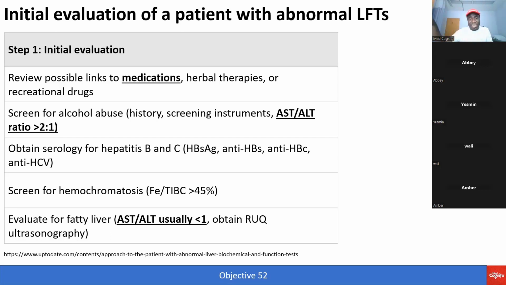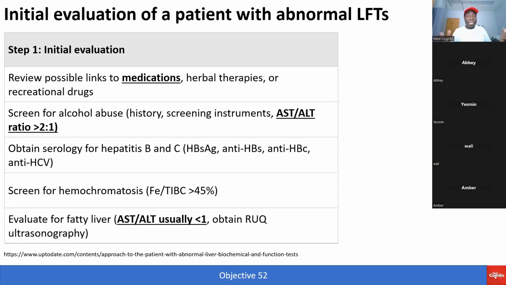Dr. Tasnim just answered that. So we said, how do we use AST and ALT to differentiate between alcoholic liver disease and fatty liver disease? With alcoholic liver disease, the AST to ALT ratio is more than 2:1. For fatty liver disease, the AST to ALT ratio is less than 1. So for fatty liver disease, you'll get a picture like AST is 100, ALT is 200. So 100 over 200 will give me 0.5.